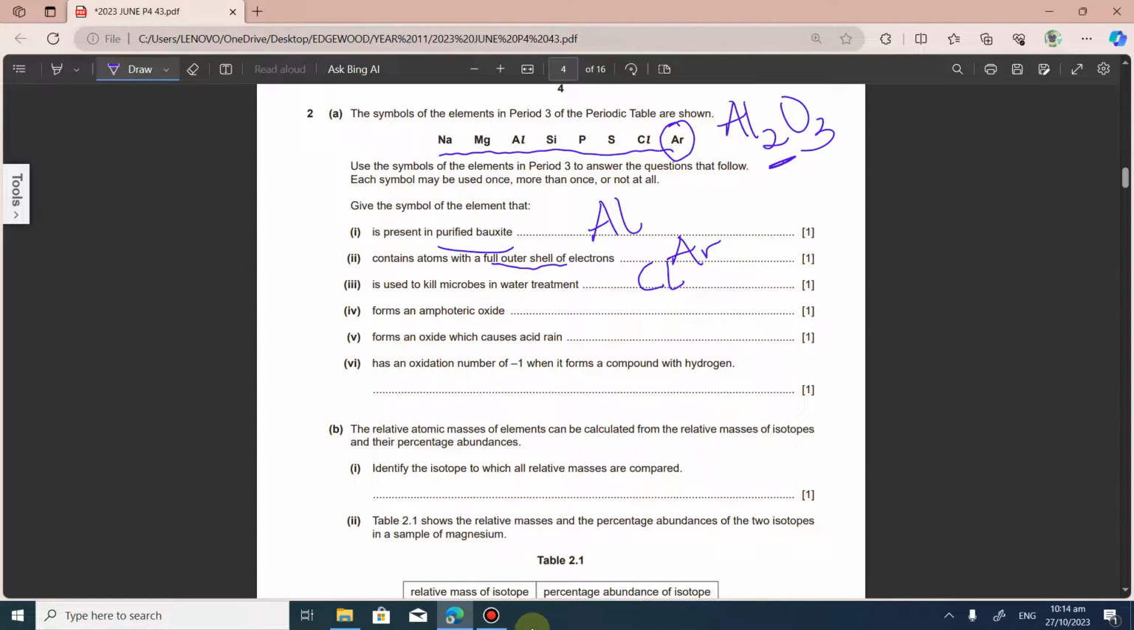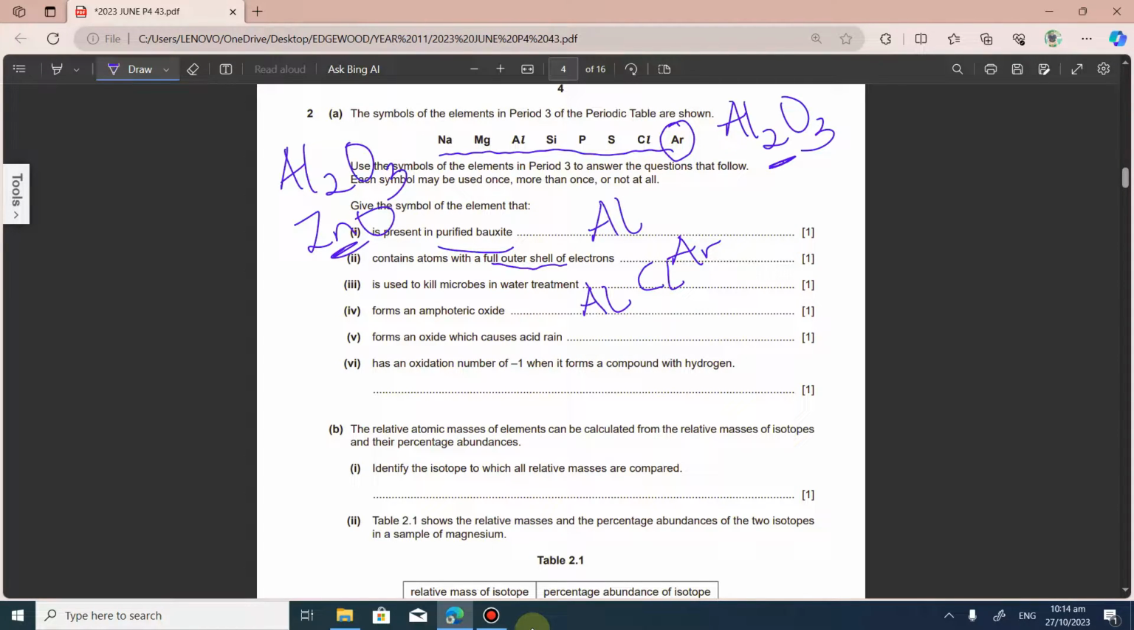Which one forms an amphoteric oxide? Now, when we talk about amphoteric oxide, we're talking about oxides or compounds that can react with an acid or a base. We have about two examples of such: aluminium oxide and zinc oxide. So we do not have zinc in this list, so we have aluminium. So aluminium will still be the answer here.